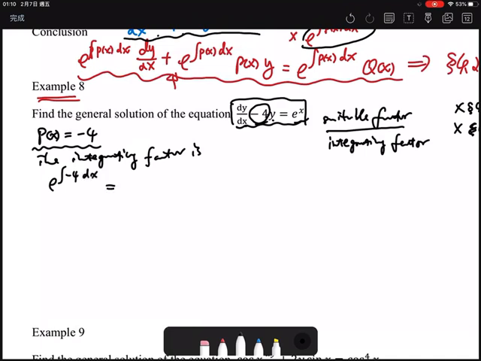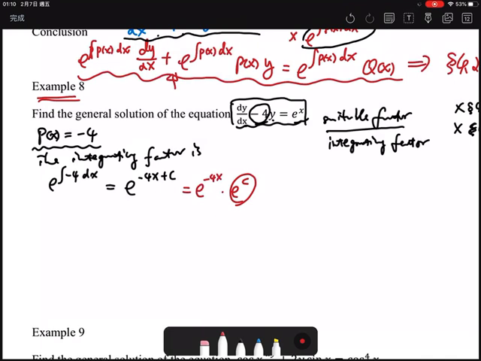And then it equals e to the power of negative 4x, okay? So here we don't need a constant c. Why we don't need a constant c? Because if you write constant c, it becomes e to the power of negative 4x times e to the power of c. So e to the power of c is a constant.